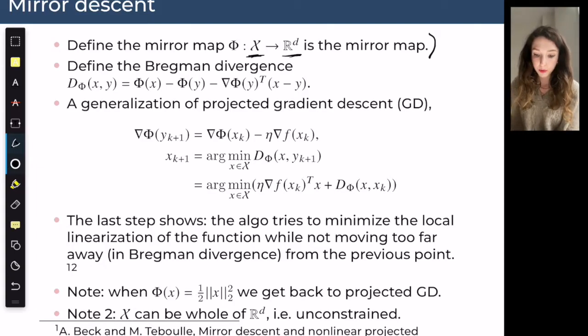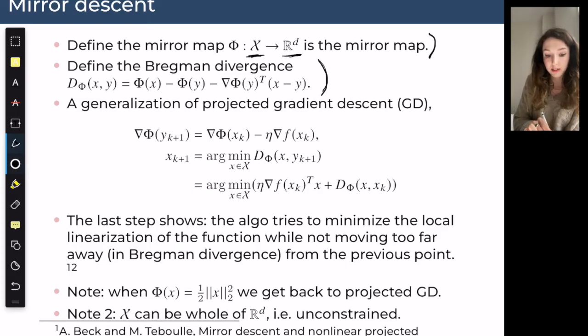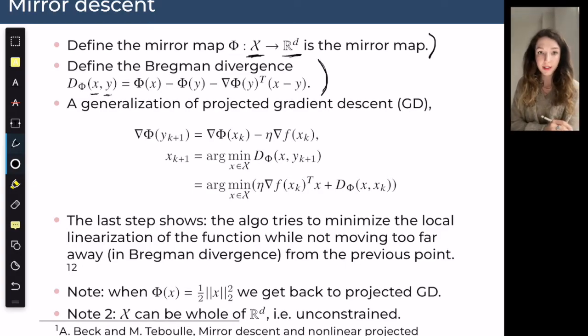And the second thing that we will need is this notion of the Bregman divergence, which is in a way a kind of distance measure. It measures the distance between x and y using this mirror map phi. So the Bregman divergence is defined as phi of x minus phi of y minus the gradient of phi of y transpose times x minus y.